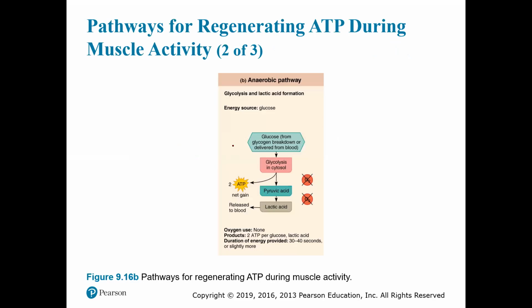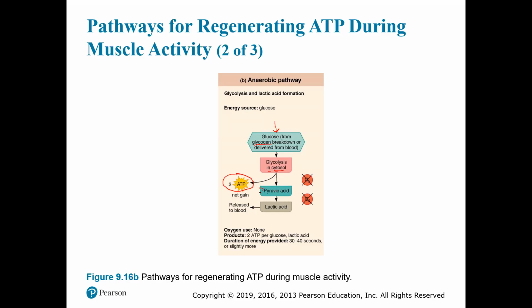Okay, so this is showing the anaerobic pathway. Glucose comes into the cell, right? You need insulin for that, don't forget. Or you have to break down glycogen, which is our storage form of glucose, right? So in the cytosol, which is really the sarcoplasm, glycolysis will yield a net 2 ATPs, because it costs you a couple of ATPs to go through glycolysis, actually.